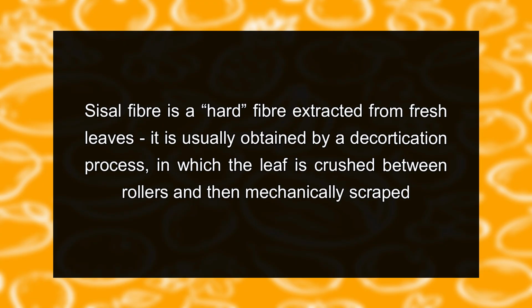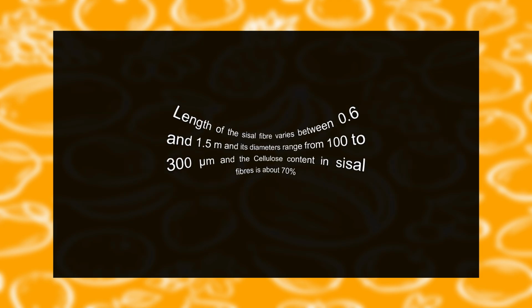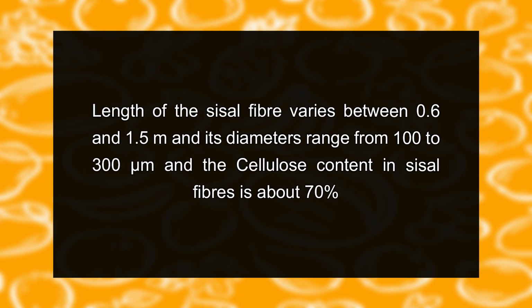The sisal fiber is a hard fiber extracted from fresh leaves. It is usually obtained by a decortication process in which the leaf is crushed between rollers and then mechanically scraped. The length of the sisal fiber varies between 0.6 and 1.5 meters, and its diameters range from 100 to 300 micrometers. And the cellulose content in sisal fibers is about 70%.